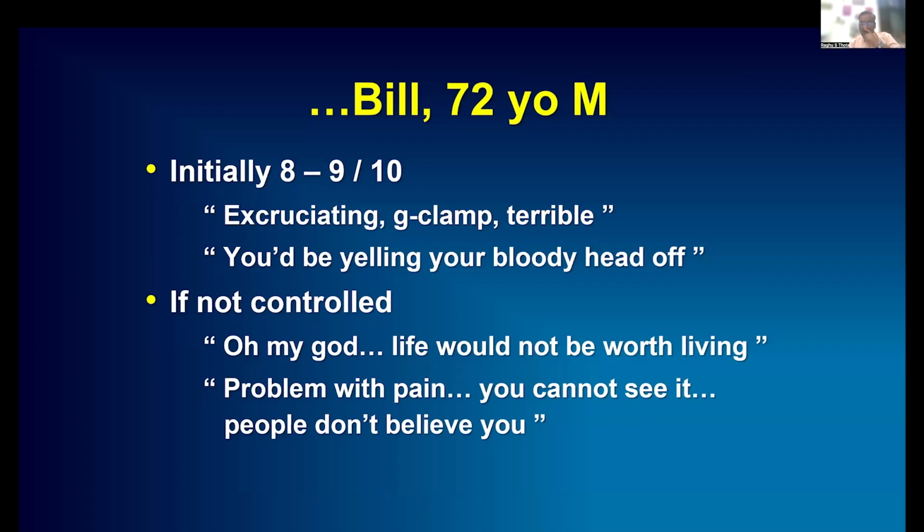Okay. And in spite of this much pain, we still tried to ask him, how are you feeling? And how do you feel if we don't control your pain? And he was like, my God, life would not be worth living. So that was his statement. And he said that it's not worth living.